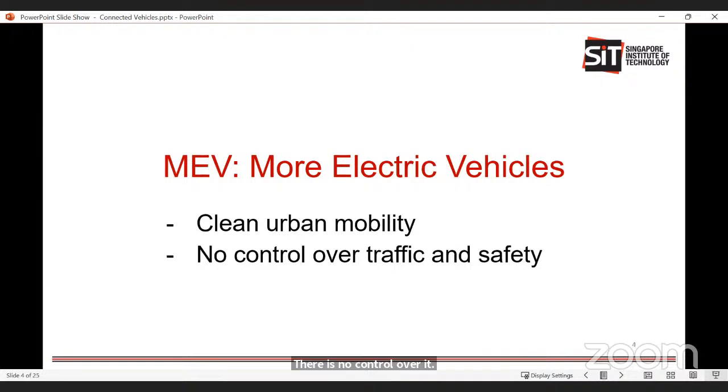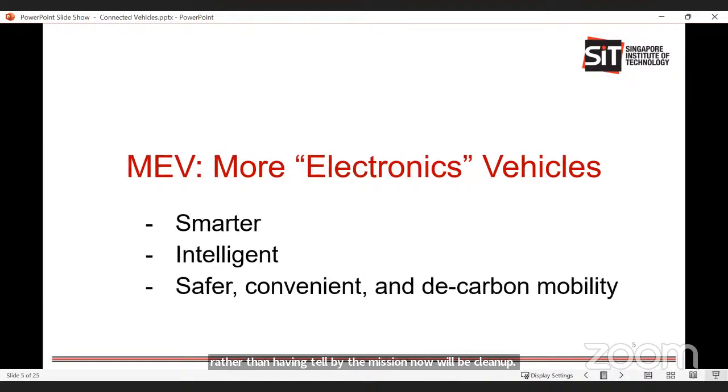For example, in Singapore we have 1 million vehicles. It doesn't matter whether those 1 million vehicles are gasoline vehicles or electric vehicles. If 1 million vehicles are on the road, traffic remains as it is. Collision issues remain as they are. Safety issues remain as they are. The only problem you solved is urban mobility, in that rather than having tailpipe emissions, it will now be cleaner. Okay, so now what to do?